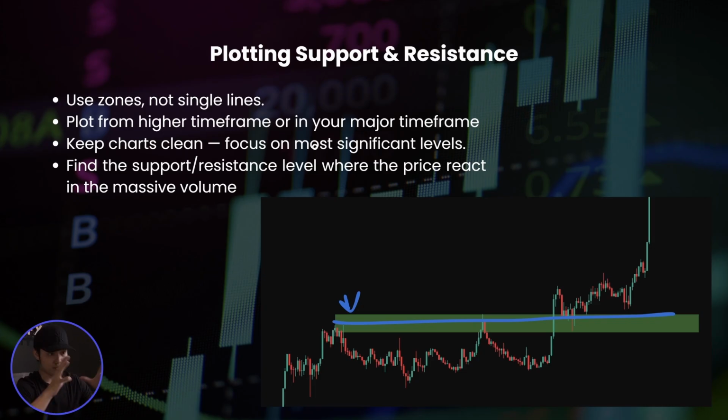to plot the supply or resistance zone, or support or resistance zone, or supply or demand zone. The last one is to find the support or resistance level where the price reacts with massive volume like this. You see it? Multiple touches right here, and after the price breaks out, it pulls back into this green zone. The resistance becomes a supply zone, then the price shoots up with massive volume right here, and right here.